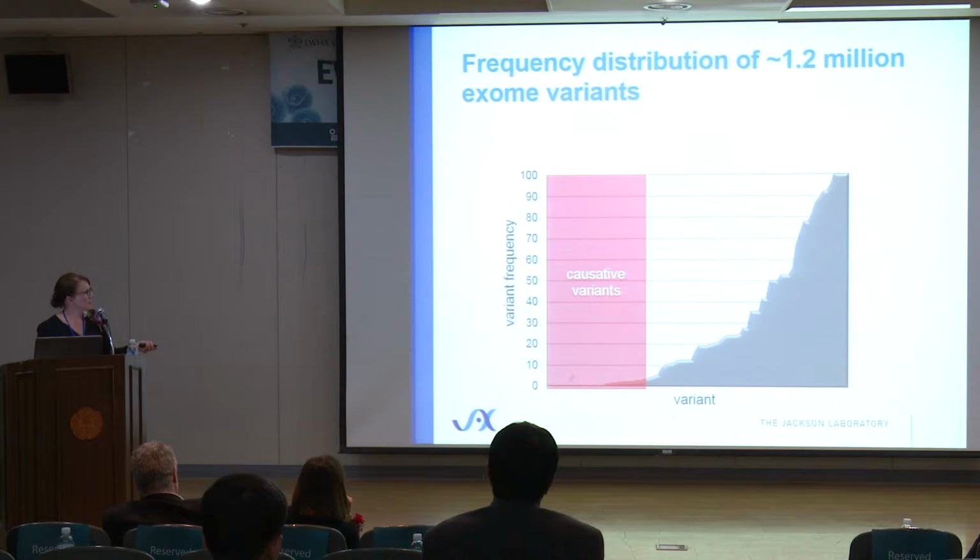When we look at the variants that are more rare, we assume that these are probably the variants that are causing the phenotypes that we're seeing in the mice, because we see them in the best case scenario only in one sample in the individual mutant that we sequenced.